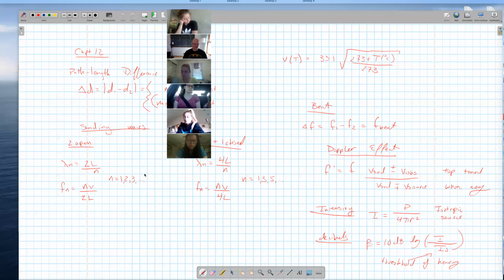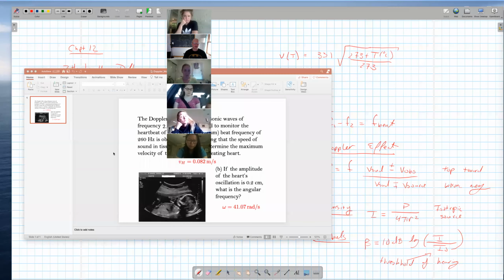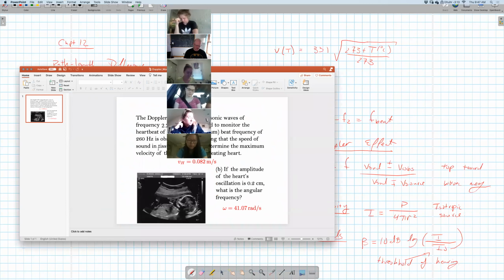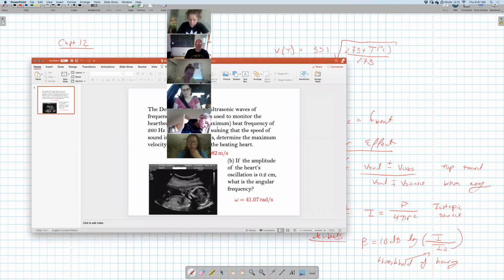So that brings us to the last thing, which are 2 group assignments. Let's talk about each one of these. These are both involving things like Doppler effects. The first one says that the Doppler effect using ultrasonic waves of a frequency of 2.25 gigahertz is used to monitor the heartbeat of a fetus. A maximum beat frequency of 260 hertz is observed. Assuming that the speed of sound in tissue, so how fast the ultrasound is moving, is 1,540 meters per second, determine the maximum velocity of the surface of the beating heart.